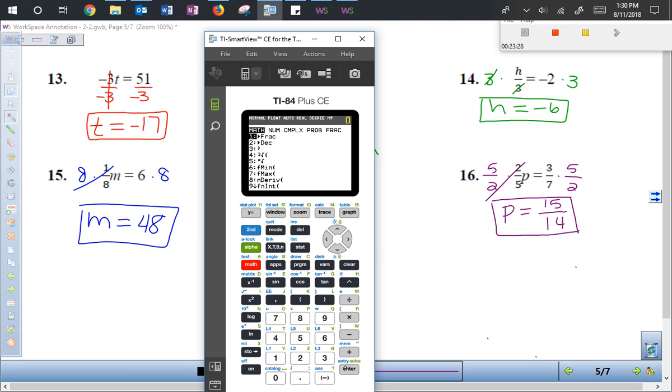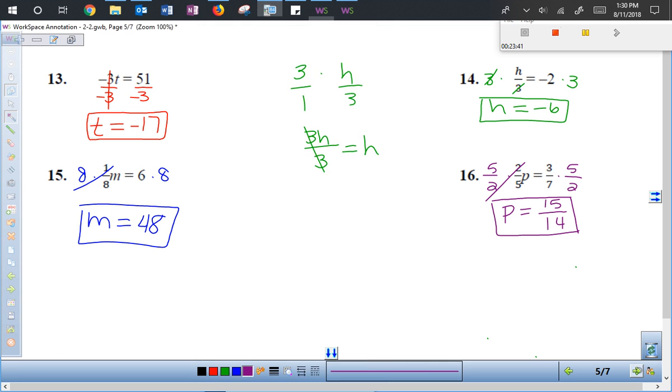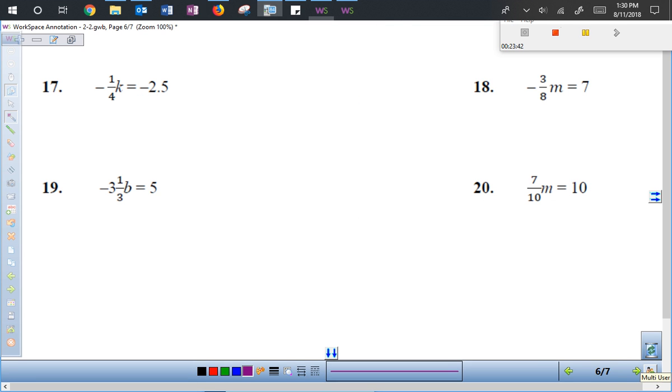Turn it into a fraction, and we get 3/7. Number 17, I have negative 1/4 k equals negative 2.5. So what I would like you to do is go ahead and pause the video and do 17 on your own or with a table partner.